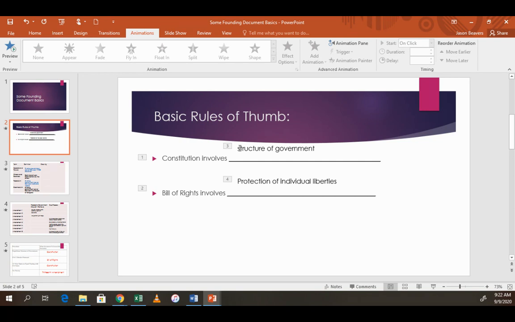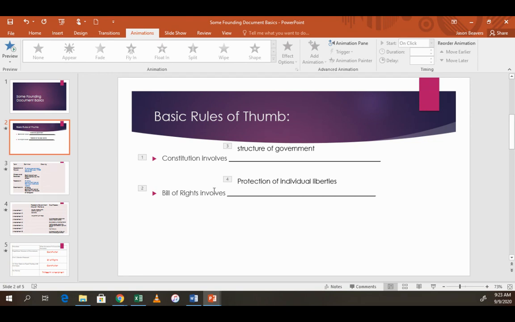Constitution, structure of government. What I want you to think of here is kind of like a building. You know how a building has a foundation, and then if you're building a house, you put the frame around it, the wooden timber frame. That's kind of like what the Constitution does. It builds the government. I'm going to draw pictures with you that will show you that. And then of course, the Bill of Rights, and I'm going to give you a way to categorize the rights.